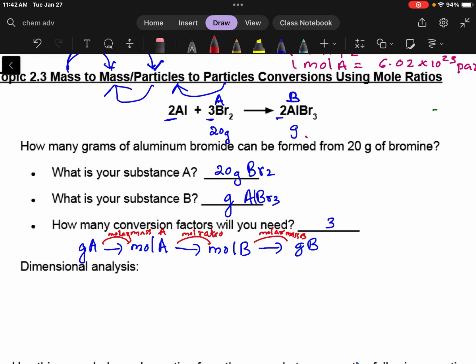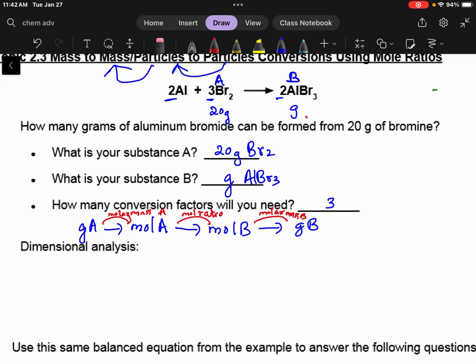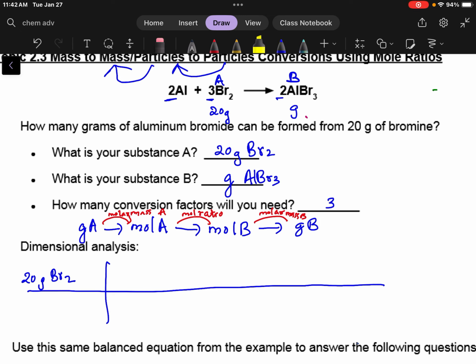Okay, let's go ahead and do that. Start a T chart. A long T chart is needed this time. Start from 20 gram of bromine, and you have to look at the periodic table. It is diatomic. That's a common mistake people always make. You have to find the 2 bromines' mass. That is diatomic, so you have to multiply by 2.